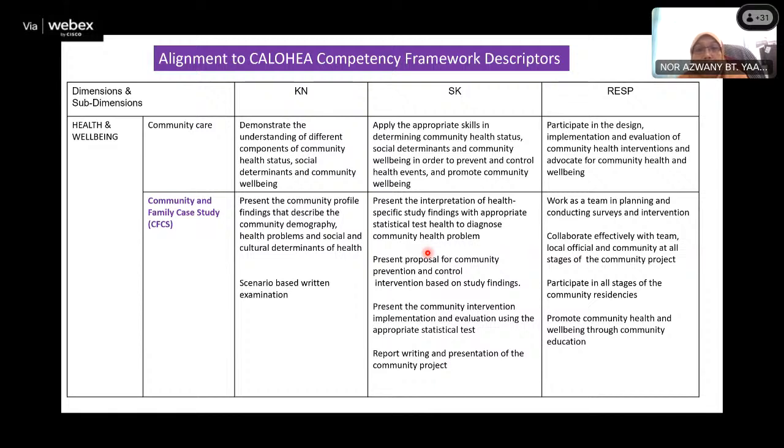they present the community intervention implementation and evaluation. In terms of responsibility, the CALOHEA descriptor is participating in design, implementation, and evaluation of the community health intervention and advocate for community health well-being. So in CFCS, yes, because they work in group, they have to plan and conduct surveys and intervention as a group, and they also collaborate with local officials and community as well, and participate in all the stages of community residency. So it is aligned with the CALOHEA Competency Framework descriptors.